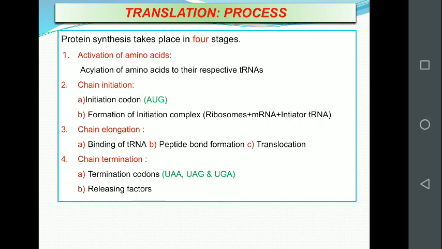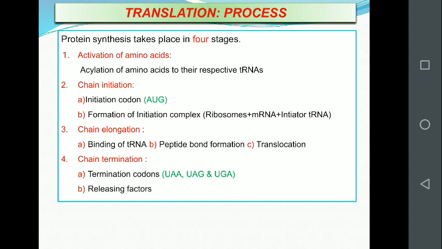During chain initiation, the initiation complex is formed. During the chain elongation process, what happens? The ribosome gradually reads each and every successive codon and incorporates specific amino acids into a polypeptide chain. So a polypeptide chain emerges from the ribosome as the ribosome reads the mRNA from 5' to 3' direction.